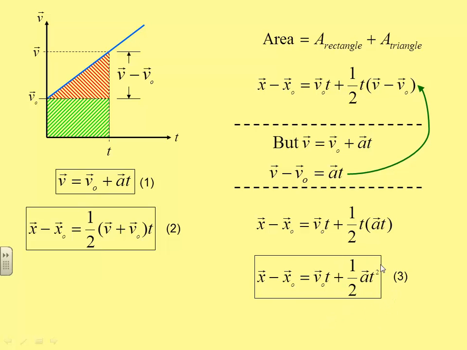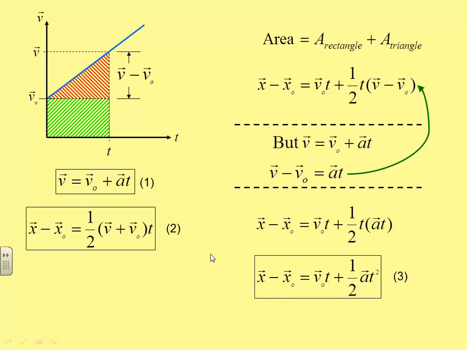So the 1/2 acceleration times time squared tells you how far you go because you're accelerating. The initial velocity times the time tells you how far you went because you were already moving initially, and you add those two up, and that's your total change in position.